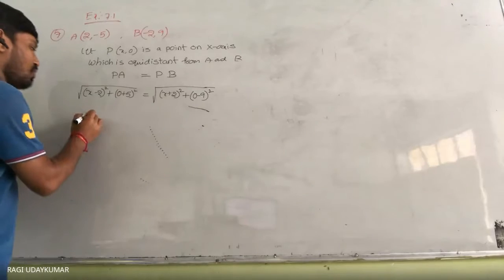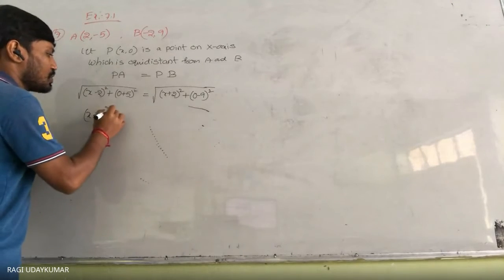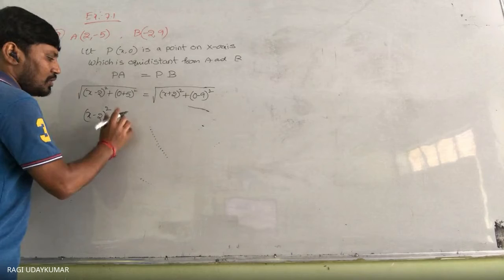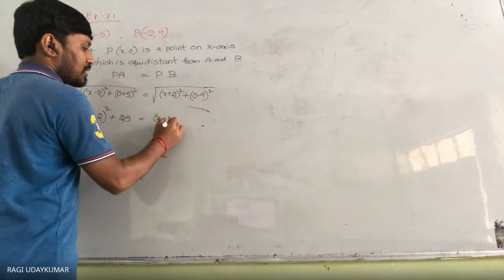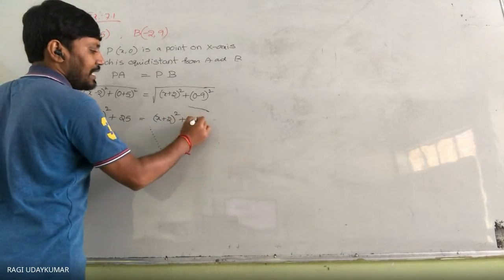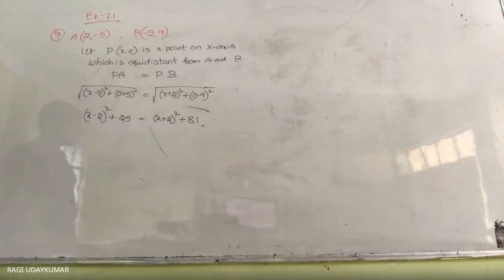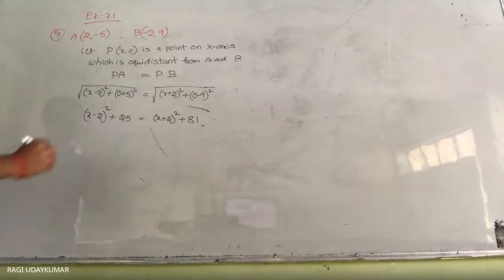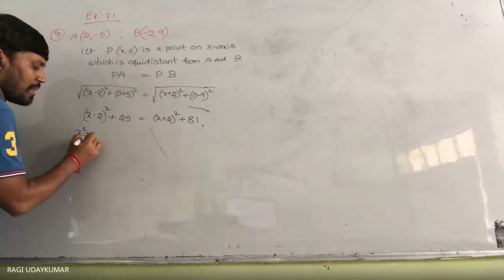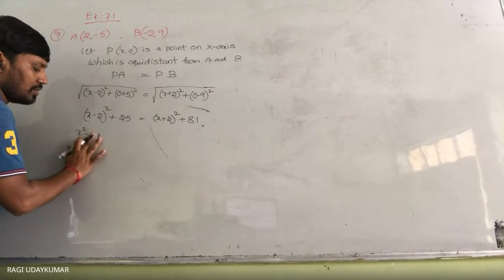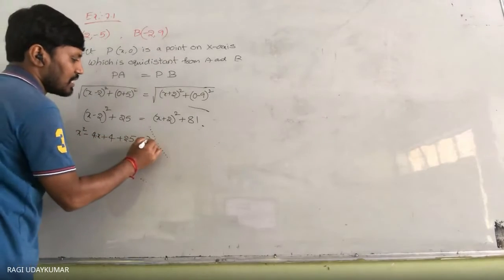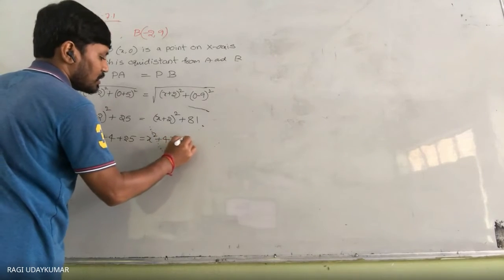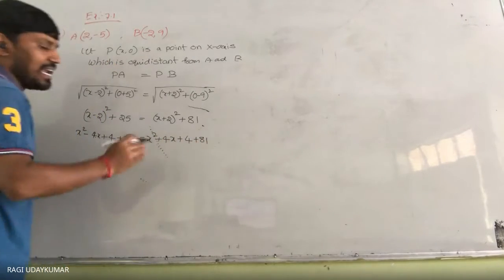Squaring on both sides. So what do you get here? (x minus 2) whole square plus 25 is equal to (x plus 2) whole square plus 81. Isn't it? Expand this. x square minus 4x plus 4 plus 25 is equal to x square plus 4x plus 4 plus 81, and find out the x value.